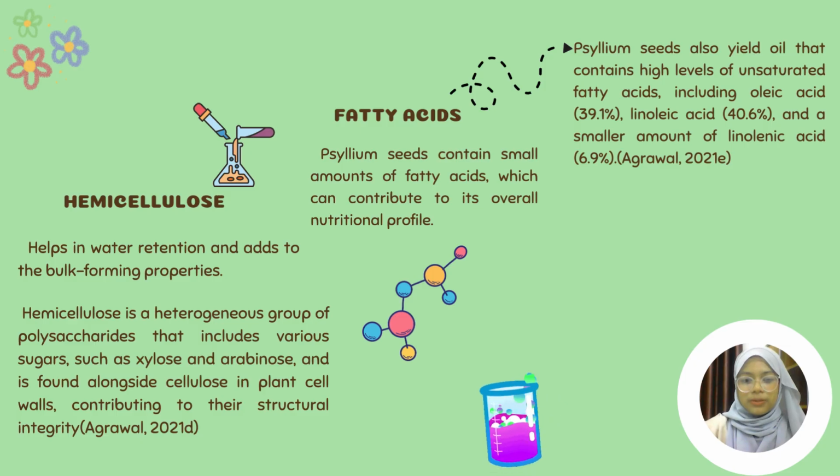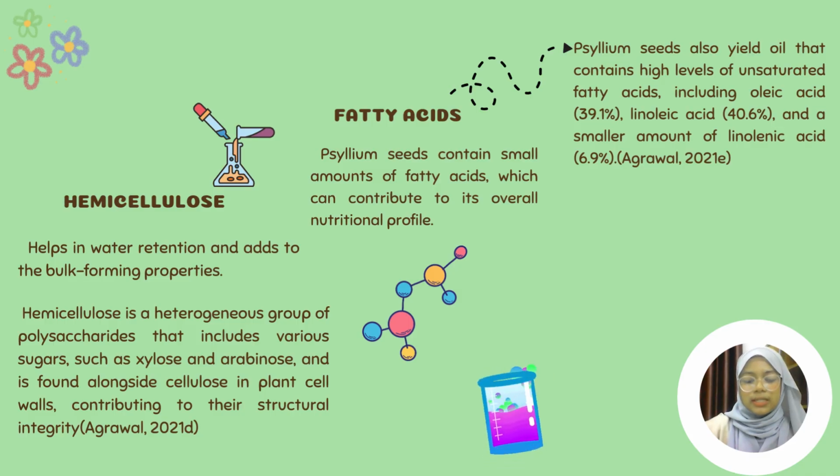Another active compound in Psyllium husk is hemicellulose. This is a group of polysaccharides that are associated with cellulose in plant cell walls. Hemicellulose in Psyllium helps in water retention and adds to the bulk-forming properties. Hemicellulose is a heterogeneous group of polysaccharides that include various sugars such as xylose and arabinose, and is found alongside cellulose in plant cell walls, contributing to their structural integrity.